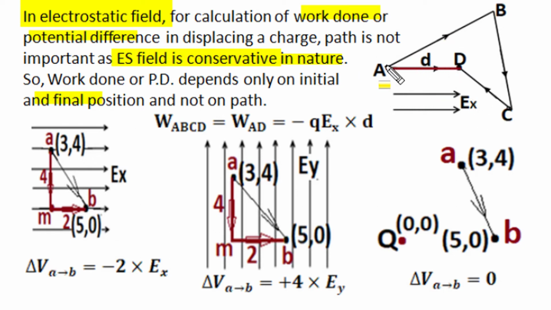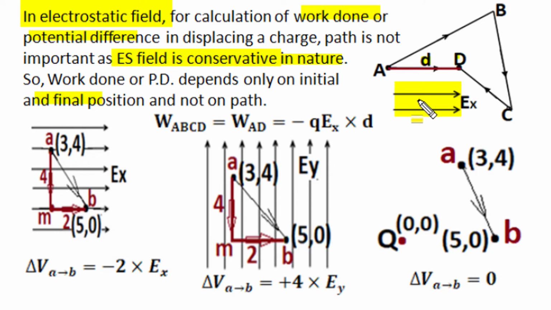Here we have to find the work done in moving a charge from A to B, then to C, and finally to D, and the total work done is to be calculated. Now this movement between the initial and final position D is along electric field EX. So the work done in the black ABCD path or this red AD path would be the same.